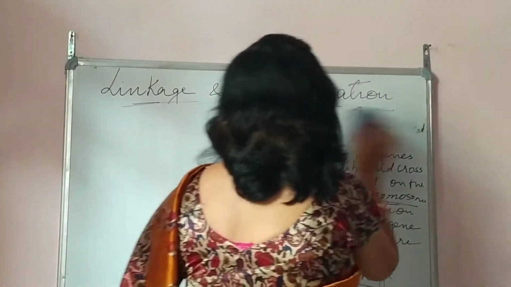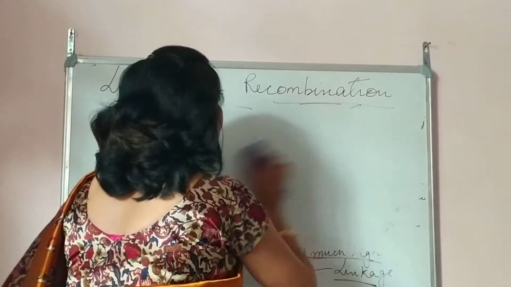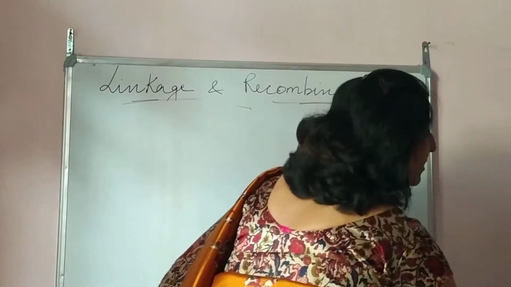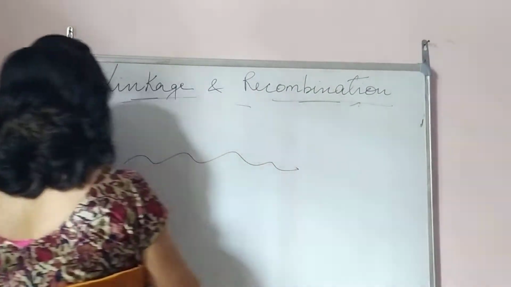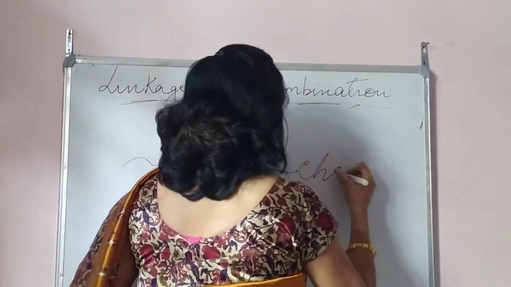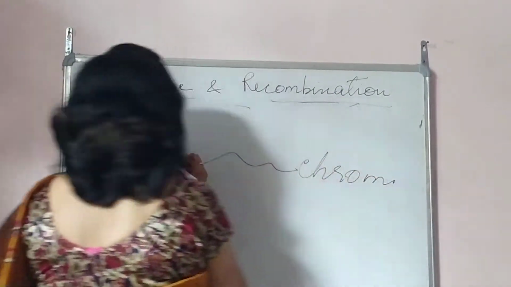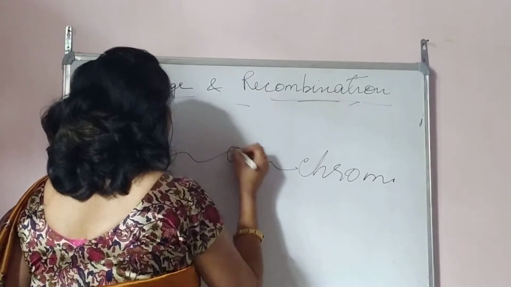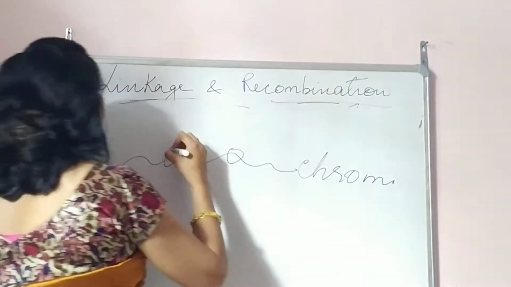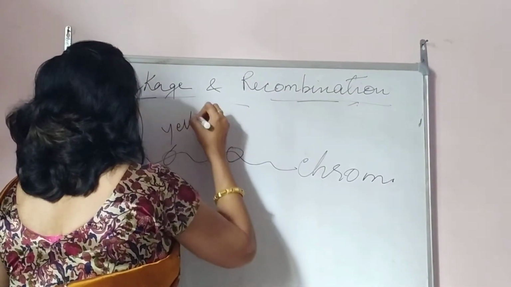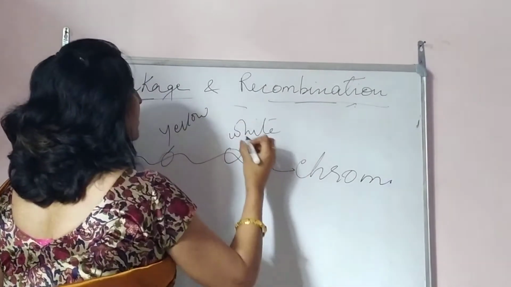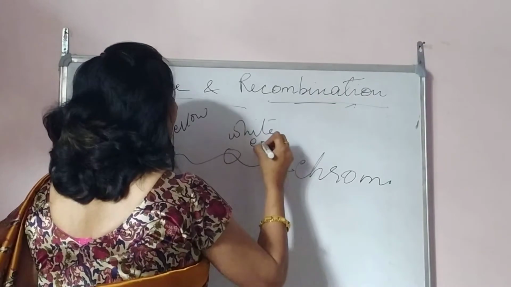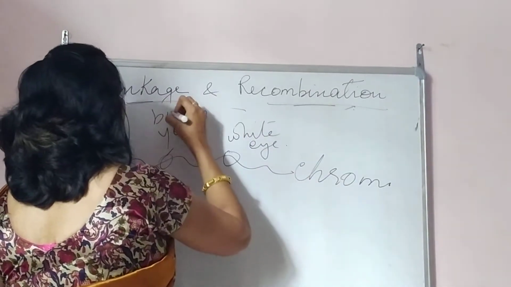Or let me tell you in what conditions we see linkage. That depends upon the strength. Suppose this is the chromosome, and these two are present over here. Suppose this is the yellow color, yellow body, and this is white-eyed. This is the eye color, and this is the body color.